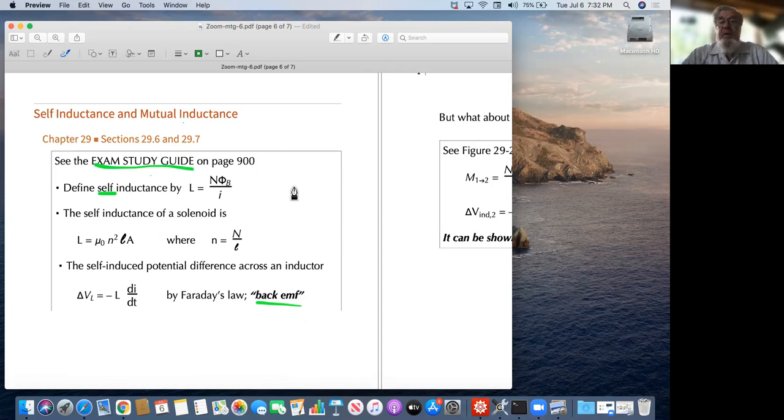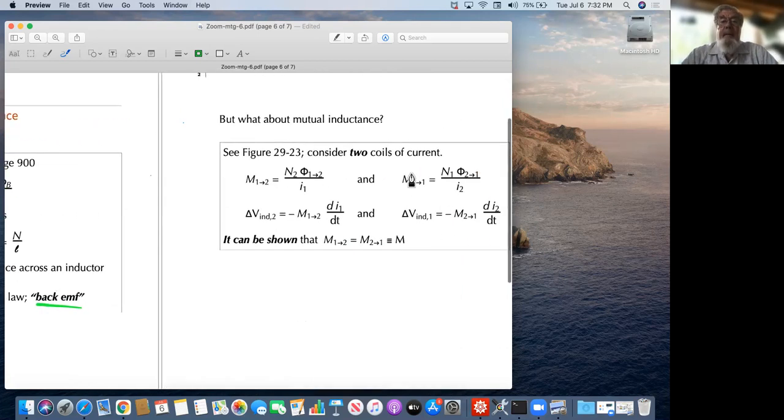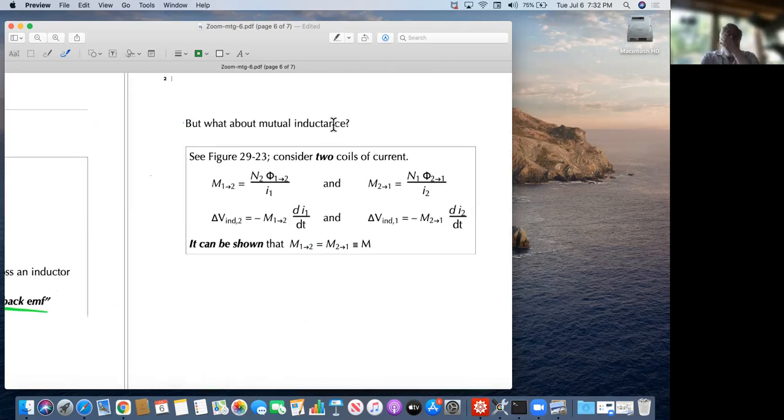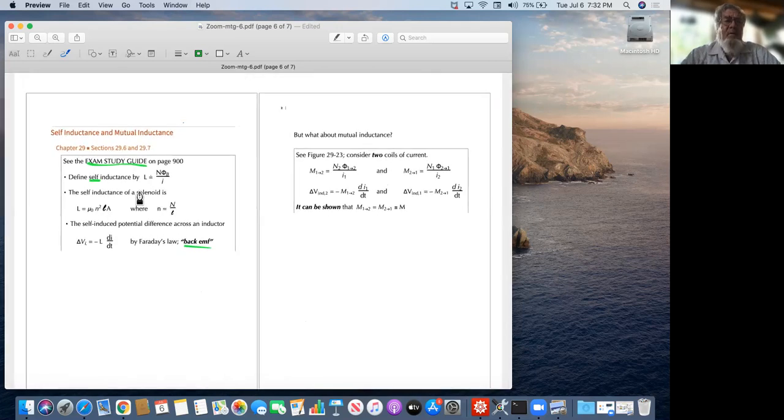They all concern self-inductance. What about mutual inductance? Well, that's not actually given in the exam study guide. So evidently that's a little more involved, but it's quite a bit related. Self-inductance is the ratio of flux over current. Mutual inductance is also the ratio of flux over current, but it's the flux through one coil due to the current in the other coil. So that would be M1 into 2 due to current in coil number 1. And then there's also M2 goes to 1, which is flux over current, where the current here is the current in coil number 2.